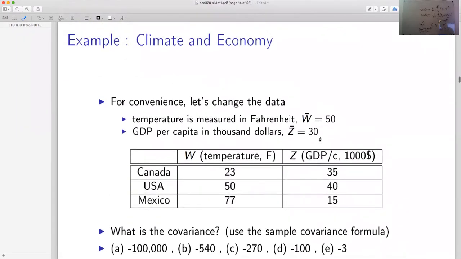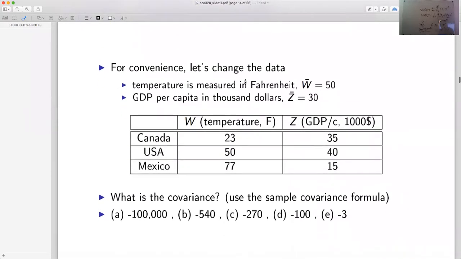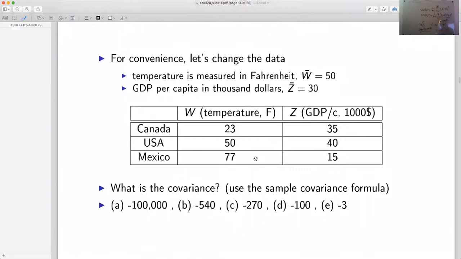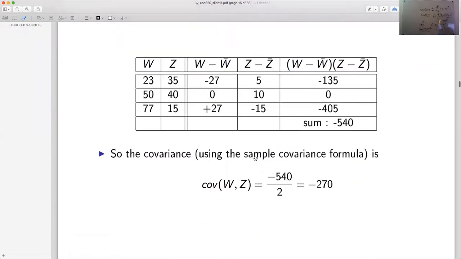Okay, for convenience, let's change the data a little bit. Let's say they are exactly the same, but previously it was Celsius, and now it's Fahrenheit. Nothing has been changed. This was previously 35,000, 40,000, 15,000, but now I just divide by 1,000. So what is the covariance? Do the same thing just as a practice. The answer is -1.270.